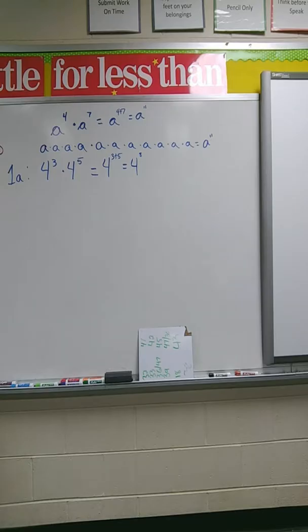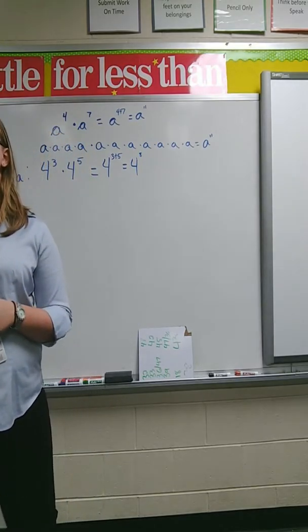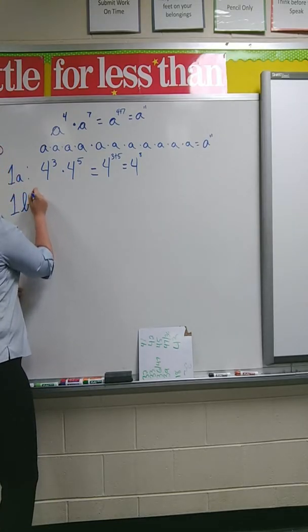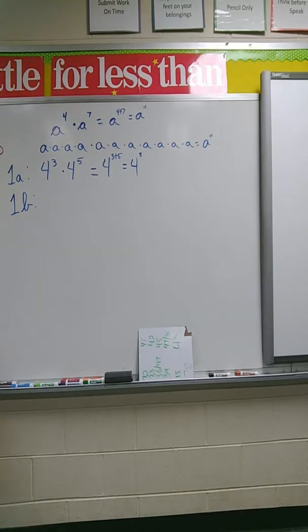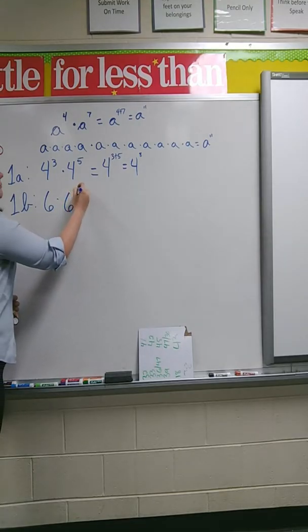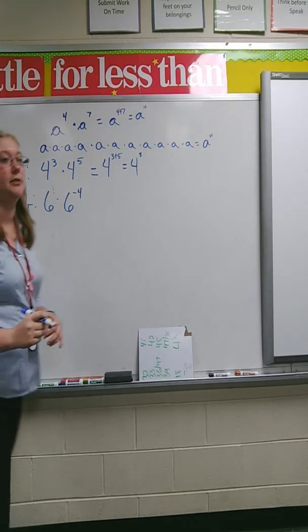Now, yesterday we talked about negative exponents. And we said that sometimes it would be easier to work with them as a fraction making a positive, and other times it would be much easier to work with the negative. Here's where it's easier to work with the negative. Let's look at example 1b, which says that we have 6 times 6 to the negative 4th. If I don't have an exponent here, there's an invisible exponent. What's that invisible exponent going to be? Is it 0 or is it 1? 1. It has an invisible exponent of 1.